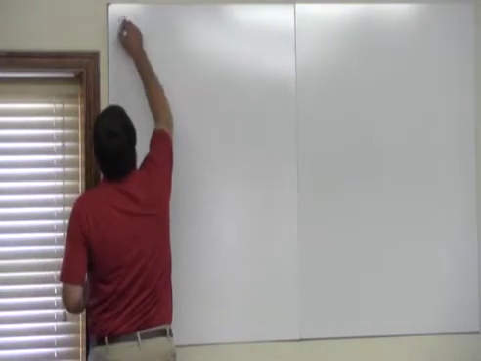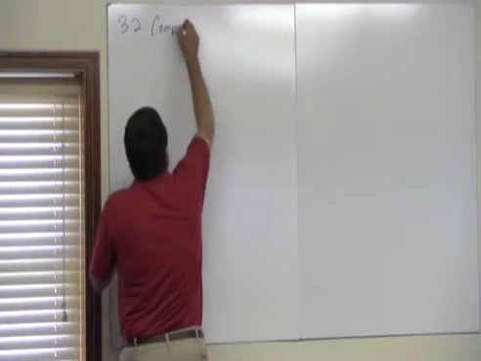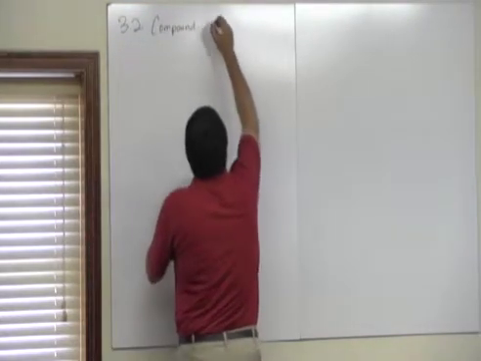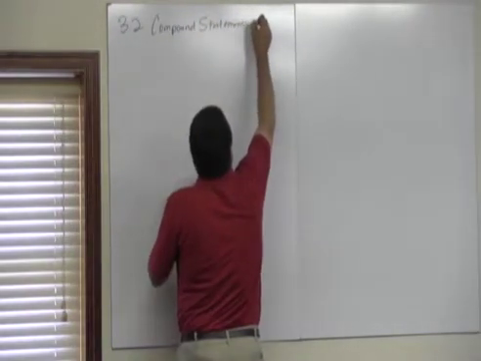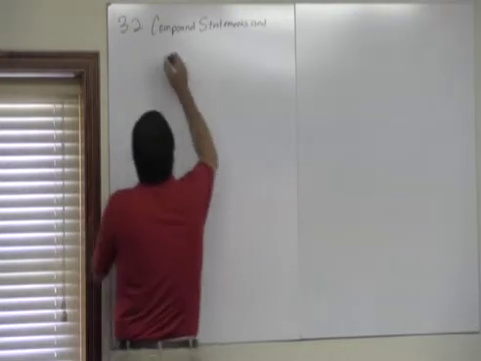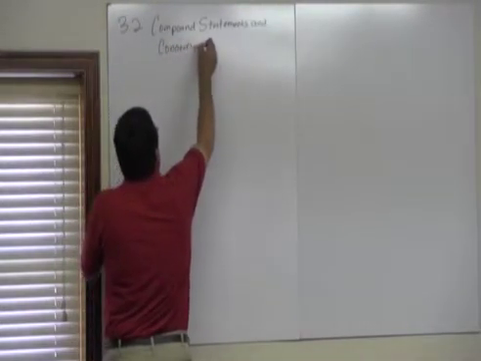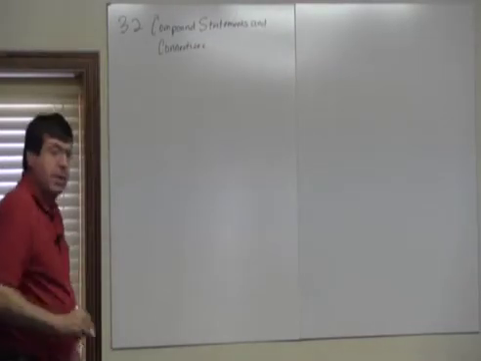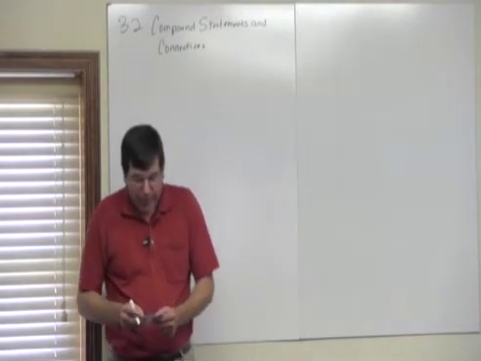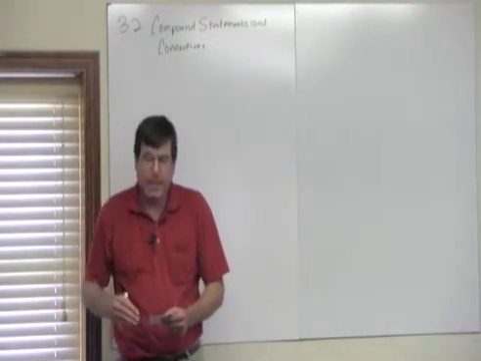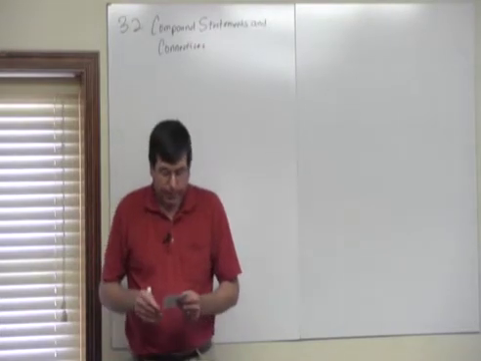So 3.2, compound statements and, let me write that over here, connectives. So here's my question. If you know how to do this, then you know this section. How would you translate the following sentence into symbolic logic?